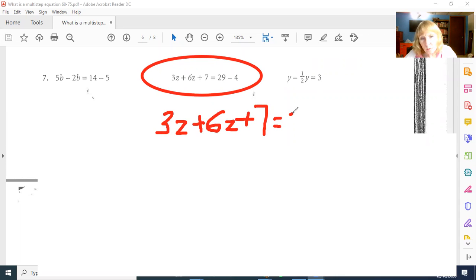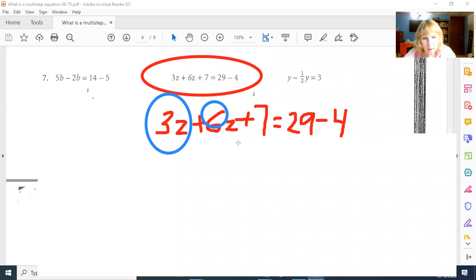equals 29 minus 4. Actually, algebra is pretty fun, I think. So I think you'll start feeling that way as well. So what do I do first? I combine like terms. So what is like, or what is alike? 3z, 6z. They're alike. So if I add them together, I get 9z plus my 7 is still there, equals, and I might as well go ahead and do 29 minus 4, 25, right?